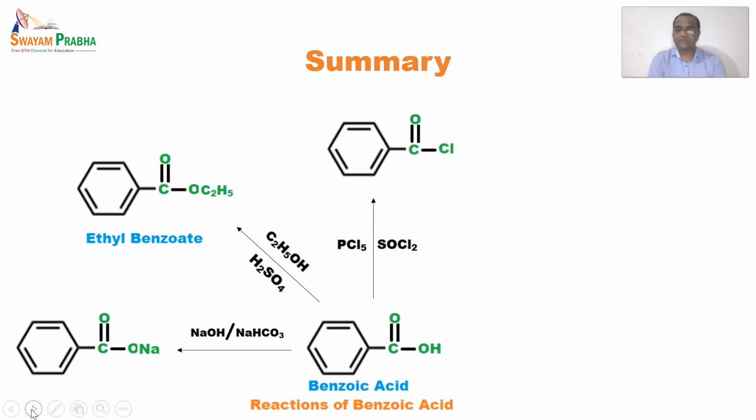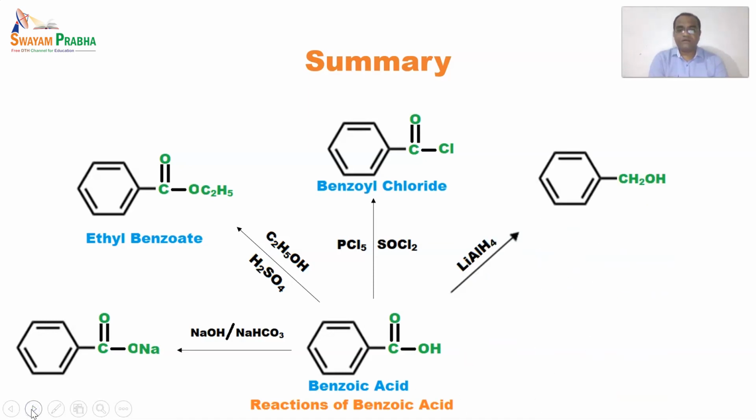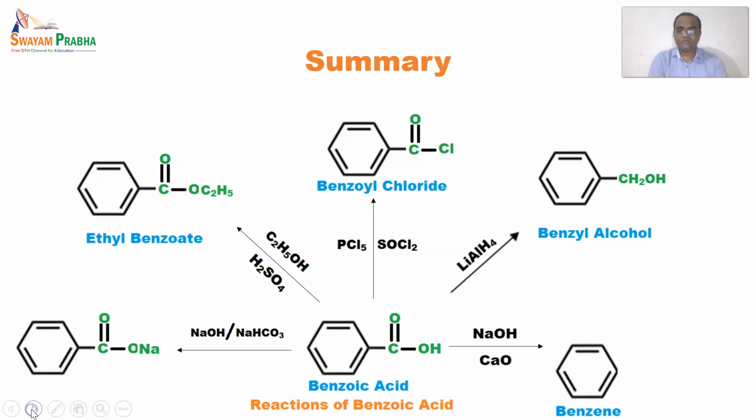After that, addition of phosphorus pentachloride or thionyl chloride forms benzoyl chloride. Reduction with lithium aluminium hydride forms benzyl alcohol. Addition of soda lime, that is calcium oxide and NaOH, forms benzene plus calcium carbonate.